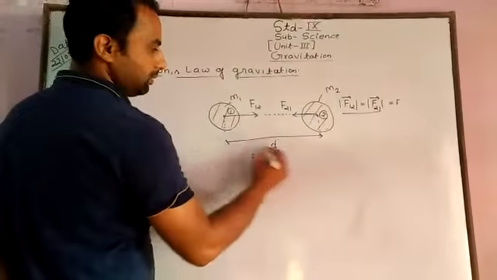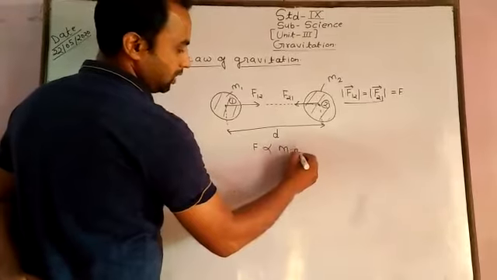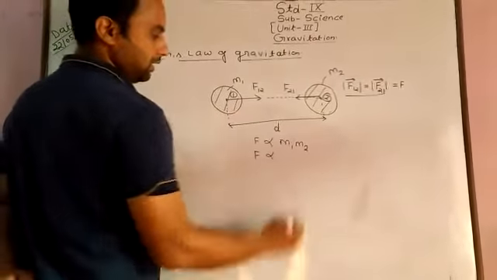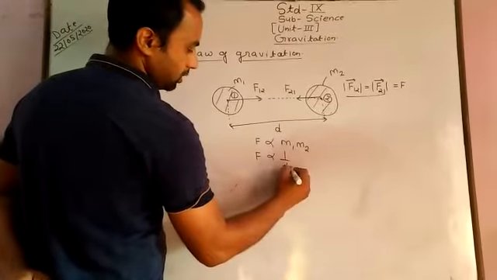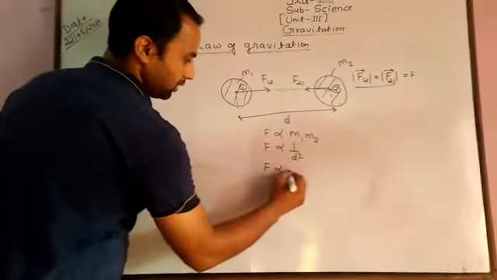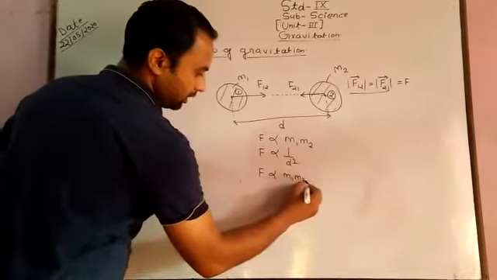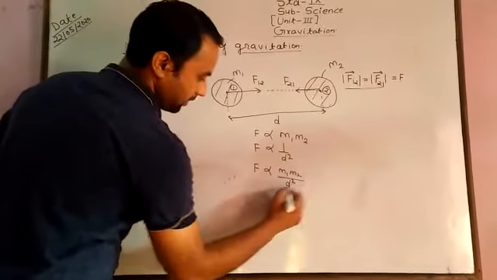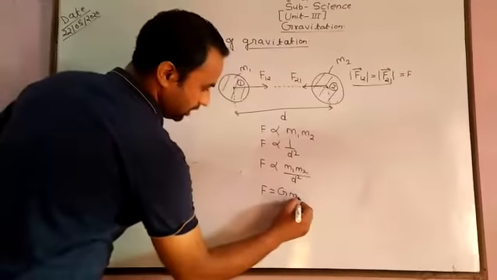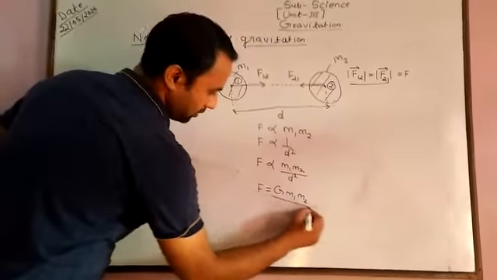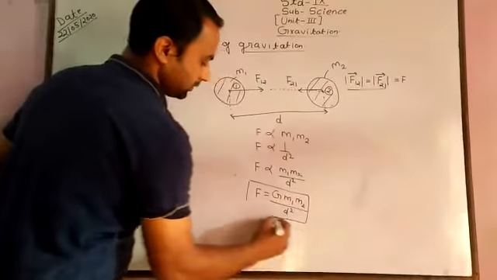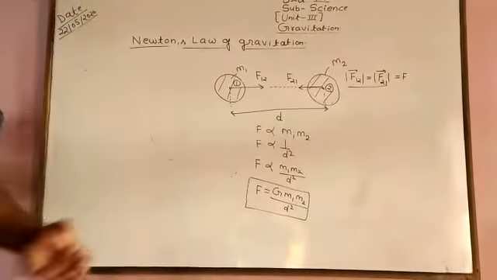This force magnitude is directly proportional to the product of the two masses, and inversely proportional to the square of the distance. If we combine them together, F is equal to G m1 m2 upon d square. This is the formula. We have to remember this formula.